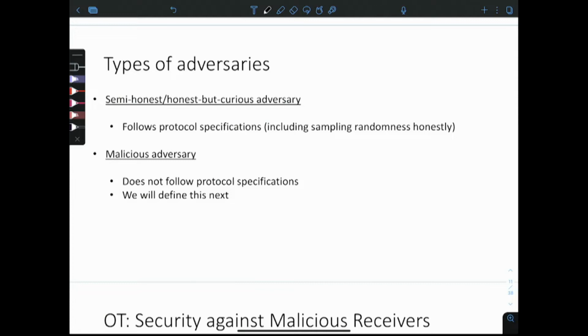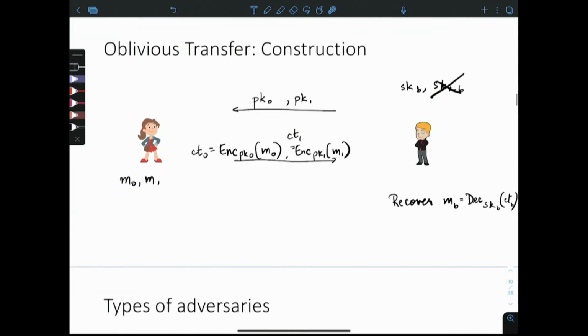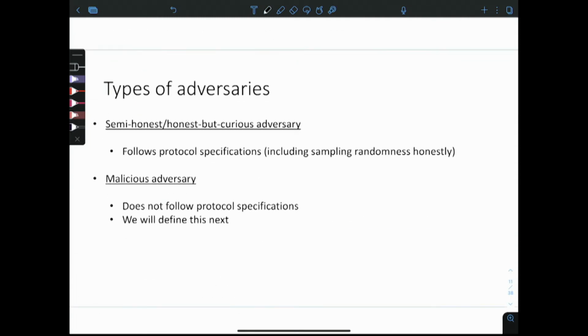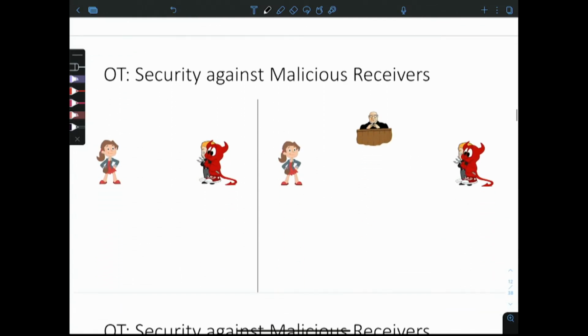The first is a semi-honest, or honest but curious, adversary. This is one that follows protocol specifications and samples randomness the right way. So if it's asked to sample these 2 public keys in such a way that it only knows the randomness corresponding to one of the secret keys, then this adversary does that. The other is a malicious adversary, which does not follow protocol specifications. And we're going to try to define what it means to be secure against malicious adversaries now.